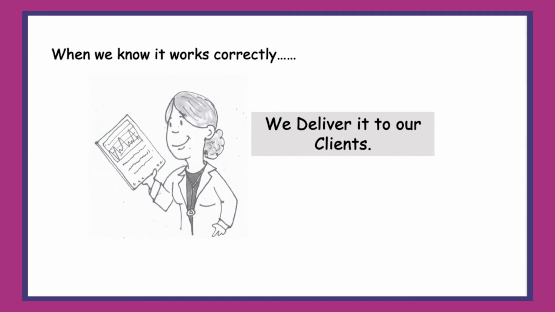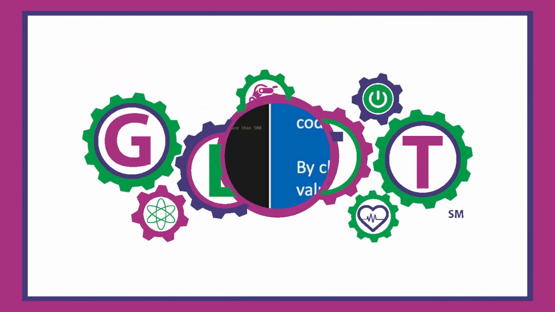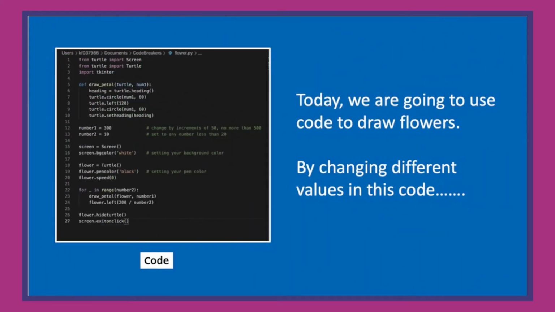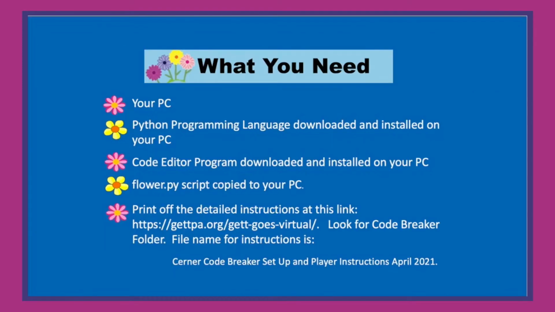And that is why I called this activity Code Breaker. Because you will be taking code that I wrote to see how it works and to see if you can possibly break it. Today, I would like to introduce my assistant engineer, Rain, who is going to be helping me explain this activity. Hi, I'm Rain. I'm 11, and I've coded once before in 4th grade, and I'm excited to learn more about coding. Today, we are going to use code to draw flowers. By changing different values in this code, you can control the number of petals on the flower, as well as the background color of the flower.